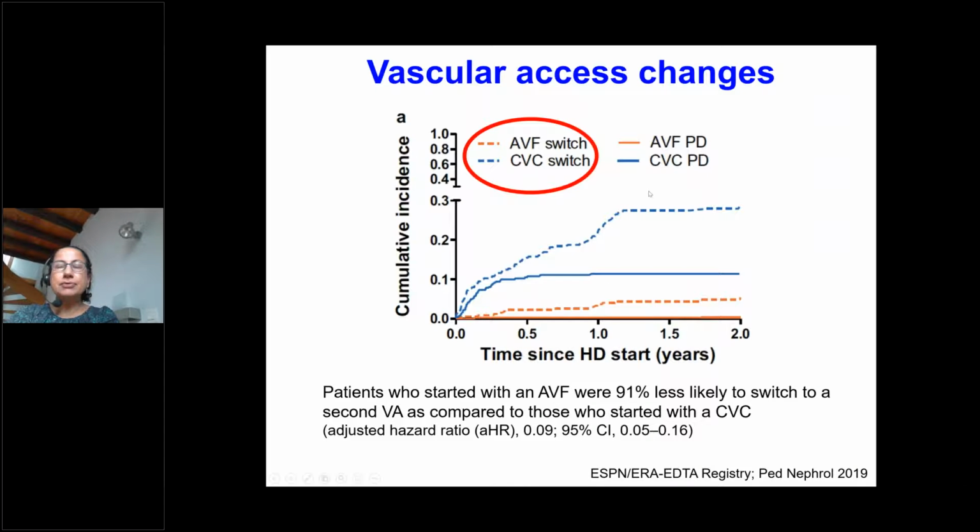This slide is very important to me, and this is data from the ERA-EDTA ESPN registry. Here they looked at the number of access changes required. The dotted line in red or orange is for fistulas, and the dotted line in blue is for central venous catheters. As you see, central venous catheters are much more likely to require change, in fact 91% more likely to need change as compared to fistulas. So again, the patency of these accesses is important, but central venous lines do so much worse.